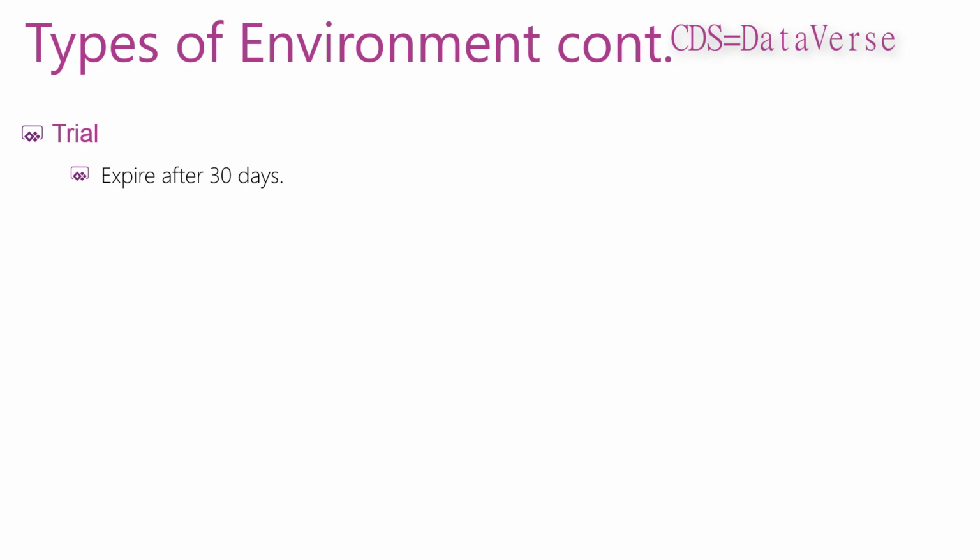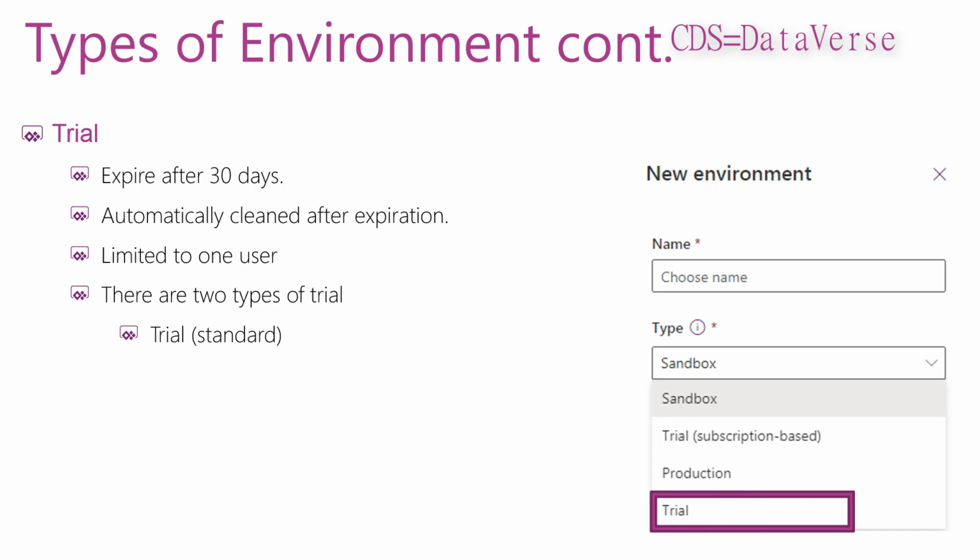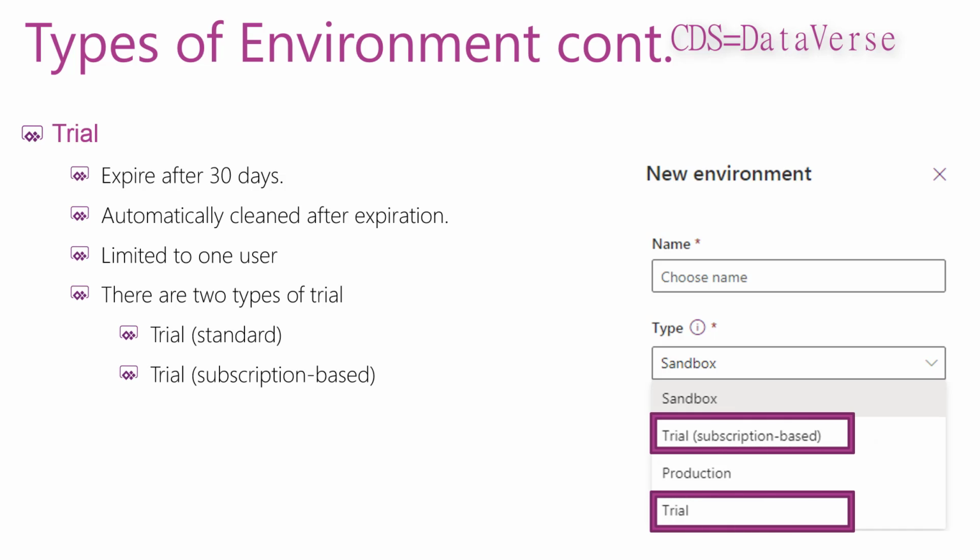Also, you can find the trial environment. This type of environment expires after 30 days. The trial environments are intended to support short-term testing needs and are automatically cleaned after the expiration period, that is 30 days as we said, and it is limited to one user only. The production and the trial environments can be created by users unless disabled in the admin center. There are two types of trial environments that you can create: the standard trial and the trial subscription based.